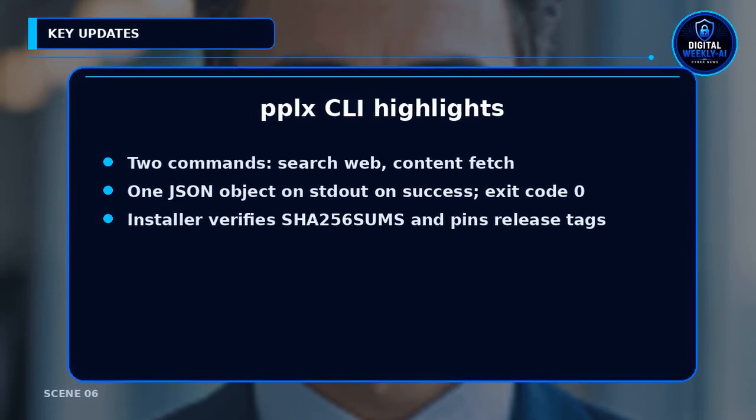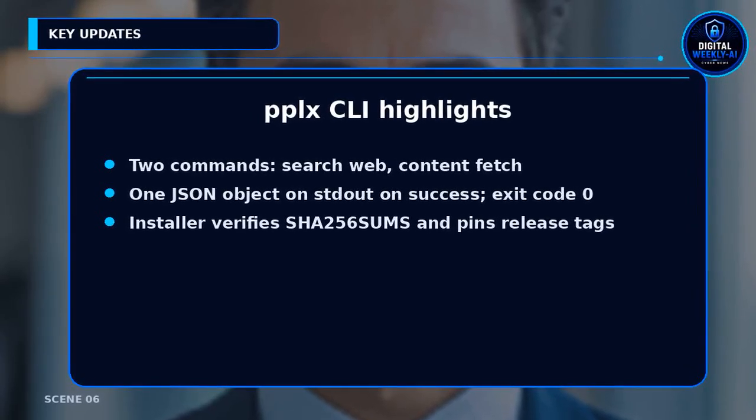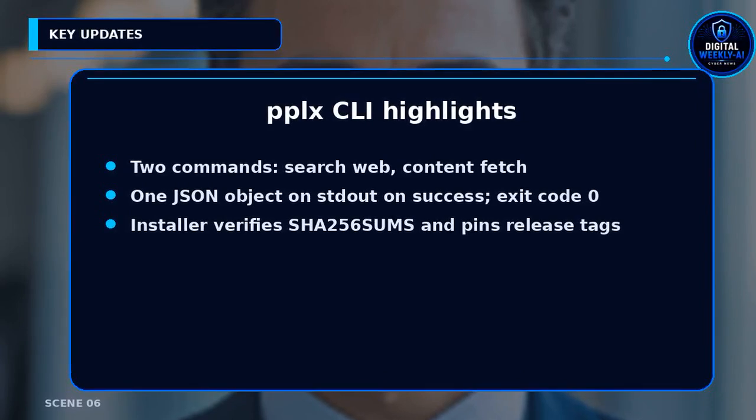Perplexity released pplx, a single binary CLI. It exposes two commands, pplx search web and pplx content fetch. On success, it writes one JSON object to stdout and exits 0. On failure, it exits 1 and writes a JSON error object to stderr. The installer pins a release tag using manifest.json, verifies SHA-256 sums, and installs to /local/bin/pplx.